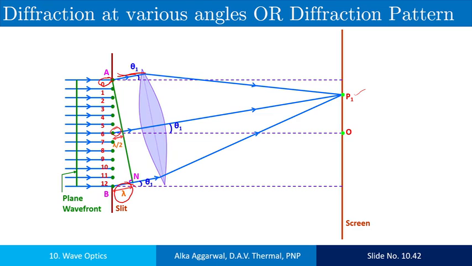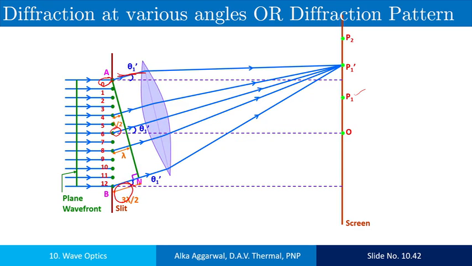When they reach P1, the path difference between these two waves is lambda by 2. It means the crest of one wave lies on the trough of the other, and P1 is the point of minimum intensity. For every wave in this region, there is a wavelet for which, on reaching the point P1, the crest of one lies on the trough of the other, and hence the net effect at P1 is minimum intensity, or one gets a dark fringe.